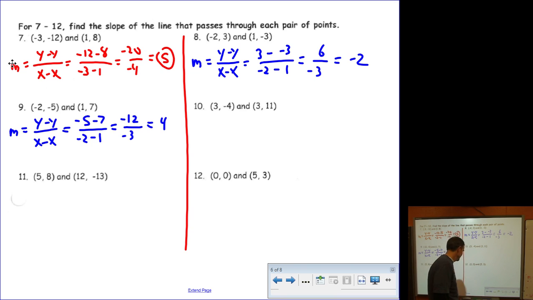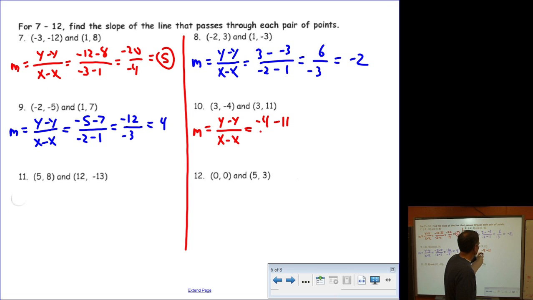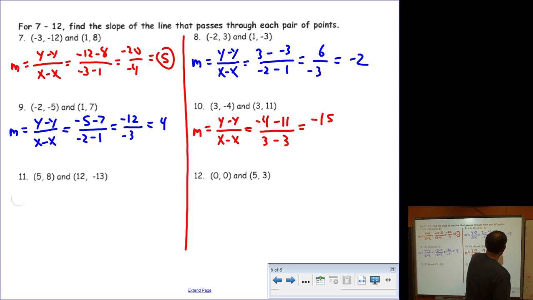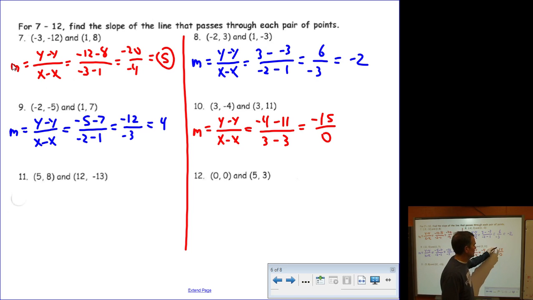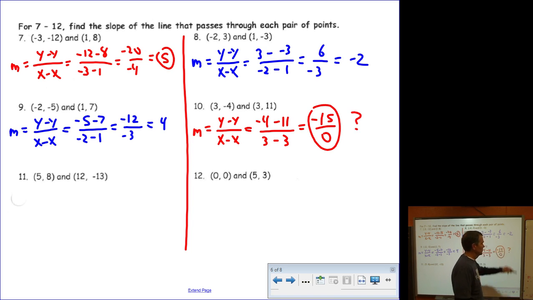Number 10, I'm going to calculate the slope by doing y minus y over x minus x. That is negative 4 minus 11 over 3 minus 3. That is negative 15 over 0. Now, how do I simplify that? We're going to talk about that one in class.